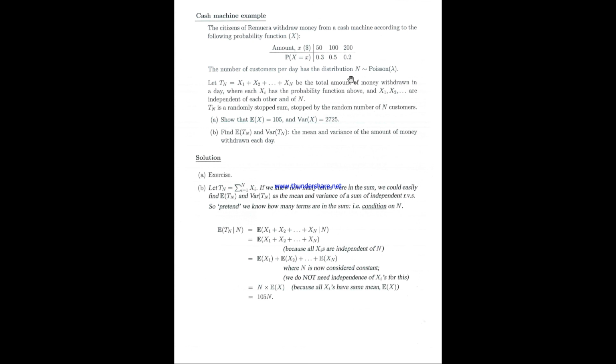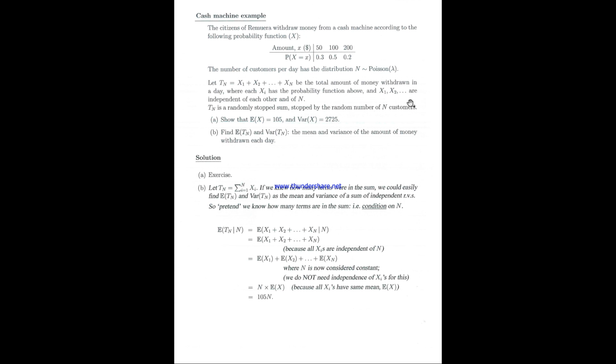So if you are concerned about the number of customers who have used the ATM machine per day, we are counting the number of incidents which have happened within a given period. So it's a Poisson distribution. Let's say the number of customers is equal to capital N, and it has a Poisson distribution with rate lambda.